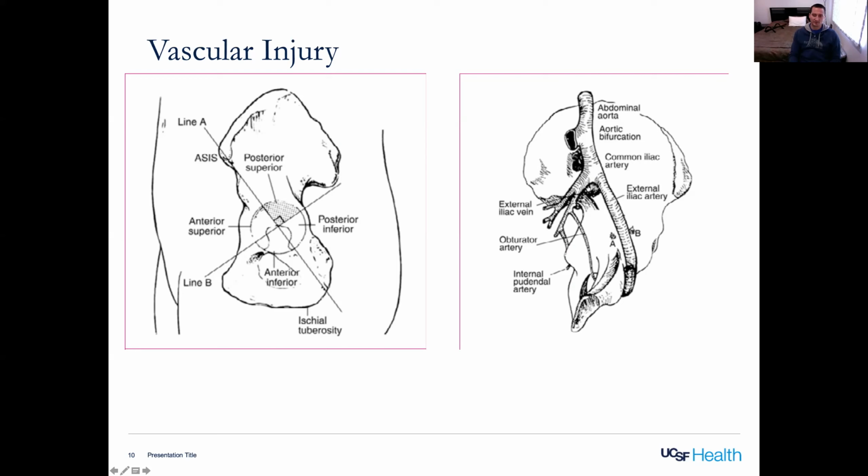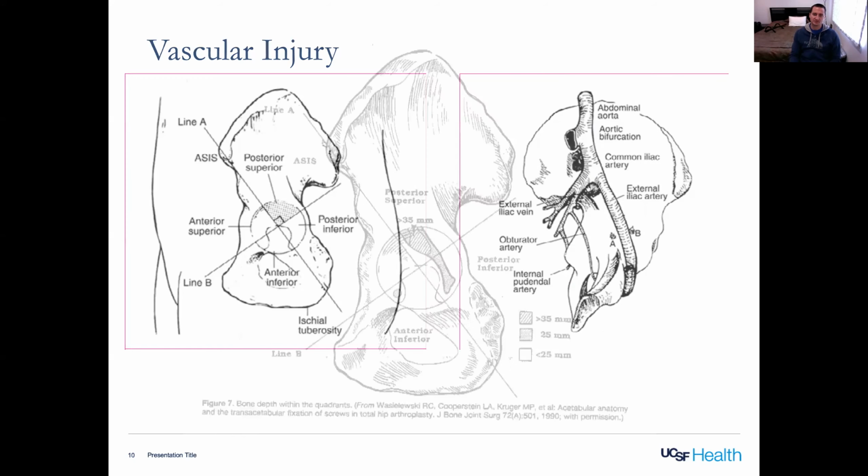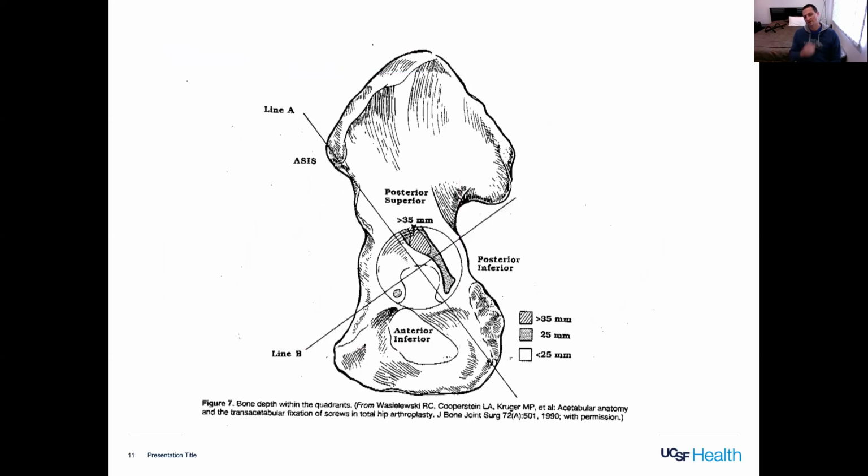Another important thing to remember is not just the screw placement, but the screw length in terms of injuries. This slide shows the bone depth of the acetabulum on average. Now remember, this is the bone depth. If you're drilling straight in, you can definitely put longer screws in depending on the angle. But the acetabulum, even before you've taken away any bone with your reamer, is really not that thick. So there aren't that many places where, if you drilled straight in, you wouldn't be worried about hitting something.